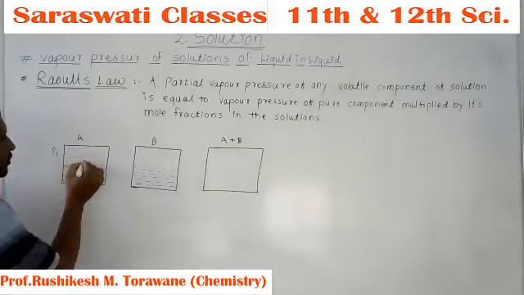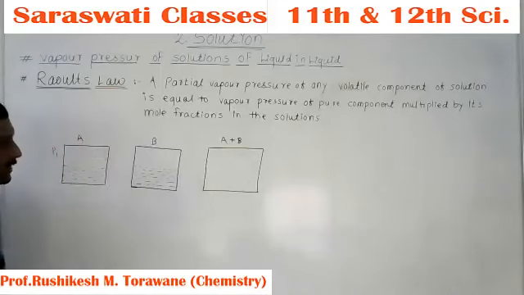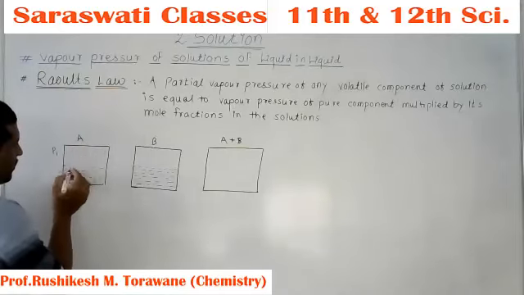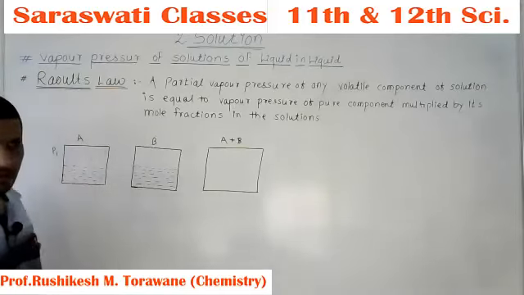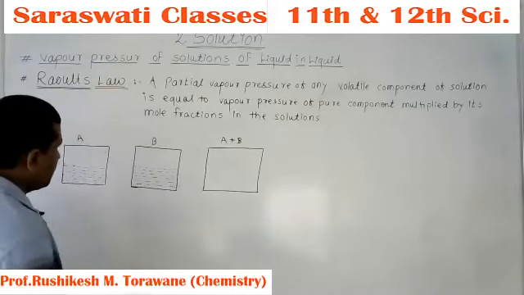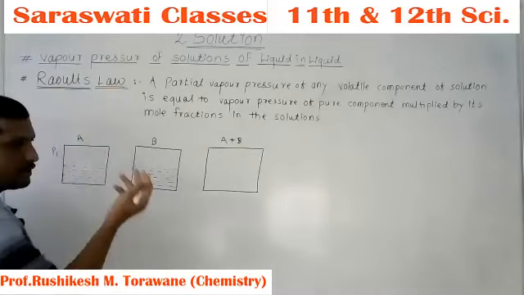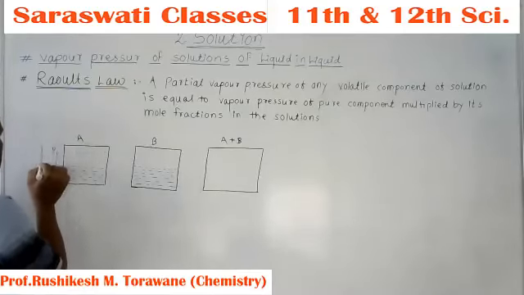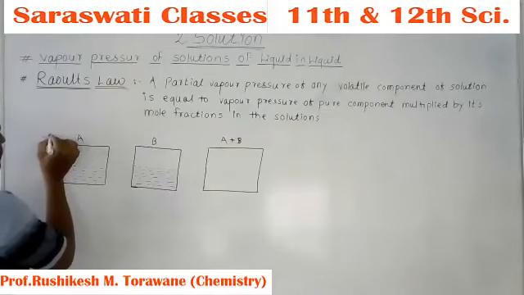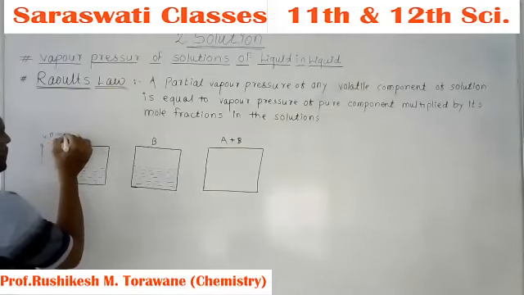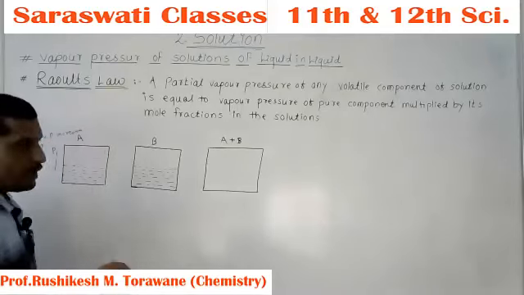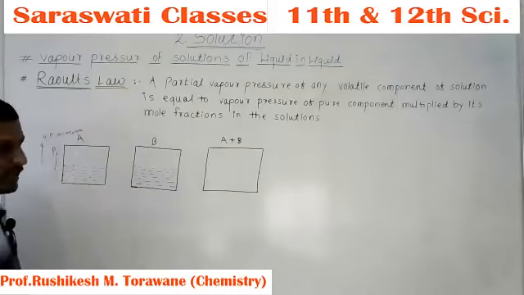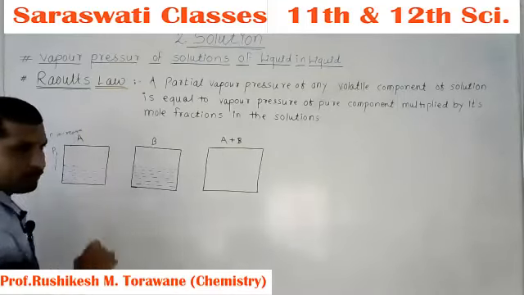When these components are volatile, after a certain time saturation takes place, which means the vapor pressure increases. If the saturation of vapors takes place, an equilibrium is formed.